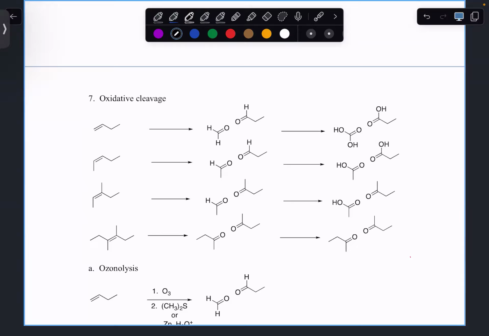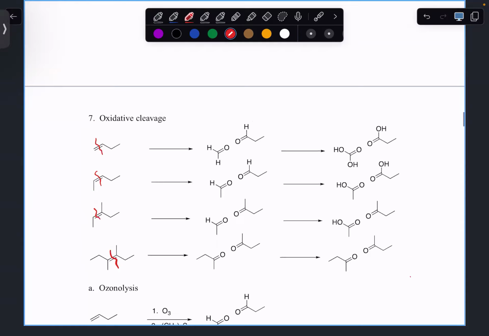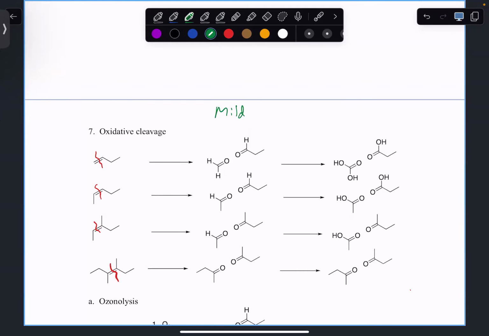So if you look at what this is showing you, I've got a couple of different alkenes here. Notice the different substitution levels of the alkenes. But in all of these reactions, we are splitting the alkene in two. Now, I've got two different panels here because there are two different ways that you can do oxidative cleavage. There's a milder form. And then there's the harsh form. Notice the difference.